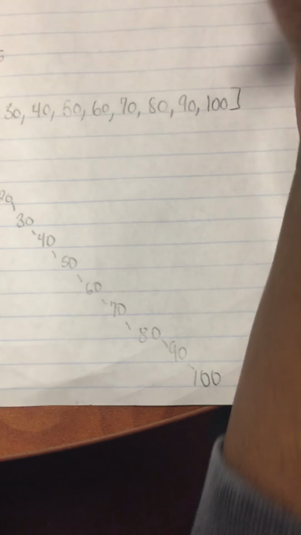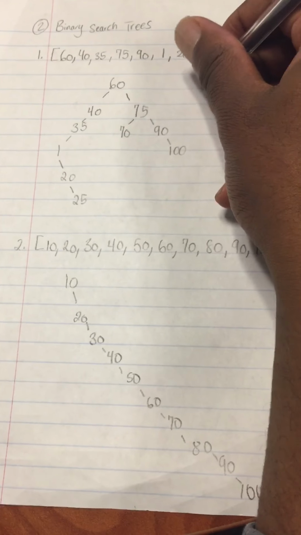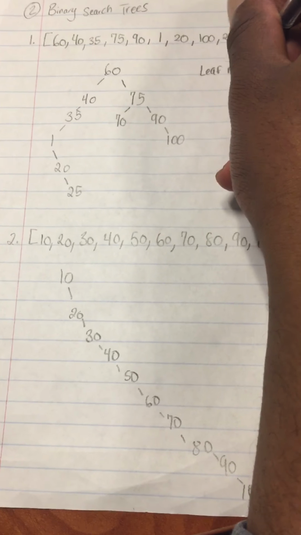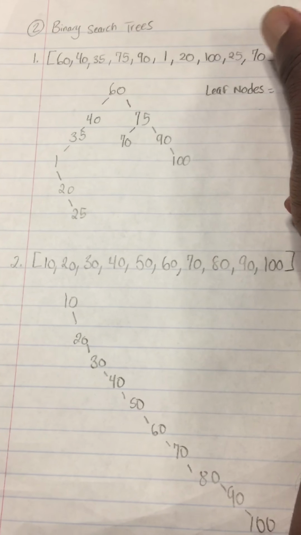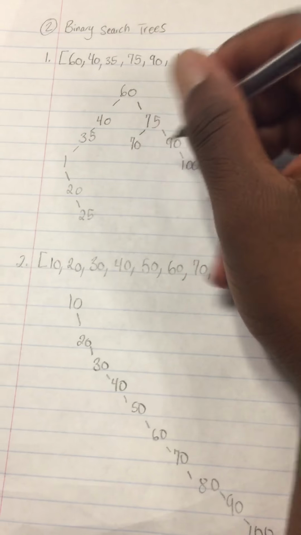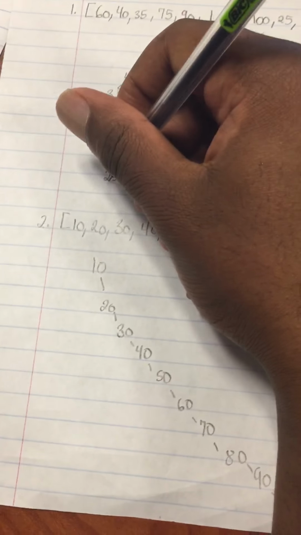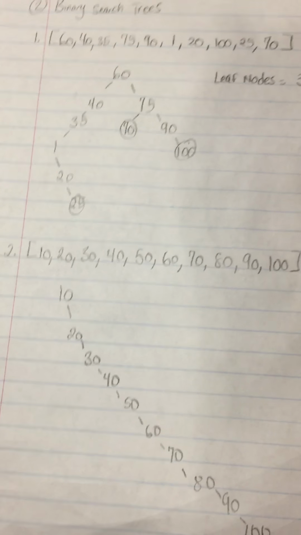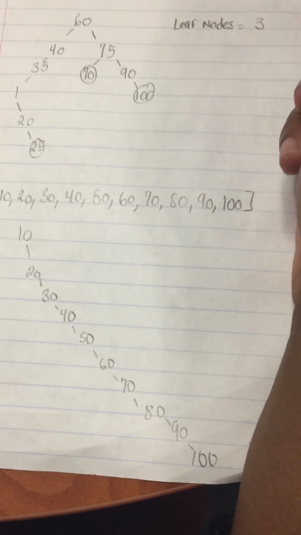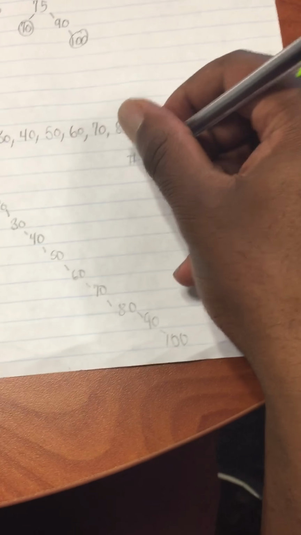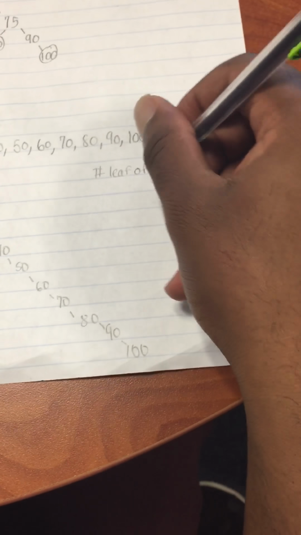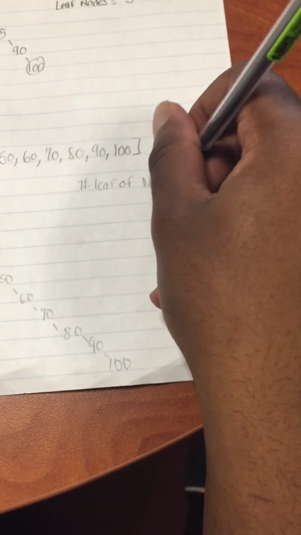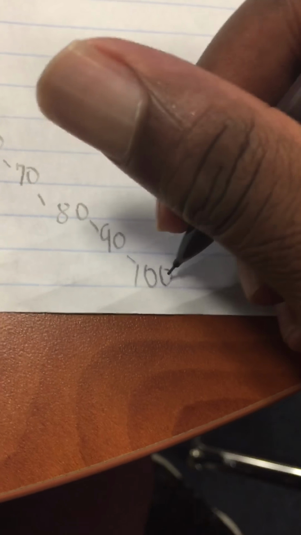So for the first one here, leaf nodes, there will be 3 leaf nodes because 70, 100, and 25 are the 3, and they don't have any children. And for this one, number of leaf nodes, there is only going to be 1 because there will only be 100 right here.